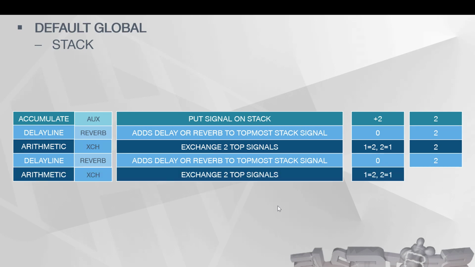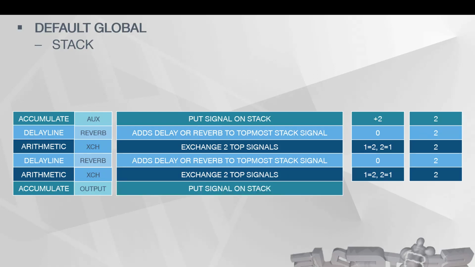Then we change it back, to revert the stereo exchange that we did before. So left is left again, right is right again. Still 2 signals on the stack. Then we're going to accumulate the output of all signals, and it will add the two signals, which is the stereo signal from all instrument output. So we end up with 4.